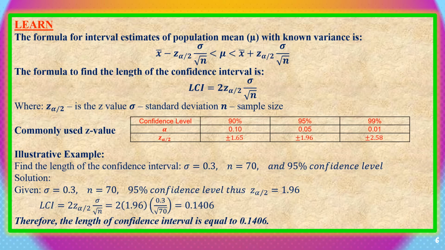Now you might be wondering why we did not discuss the interval estimate. The first formula that I have mentioned, it is because in this learning activity sheet, we're just focusing on the length of the confidence interval. Why did I include the interval estimate? In case you wish to compute for the exact value of the upper limit and the lower limit, you can use that formula.